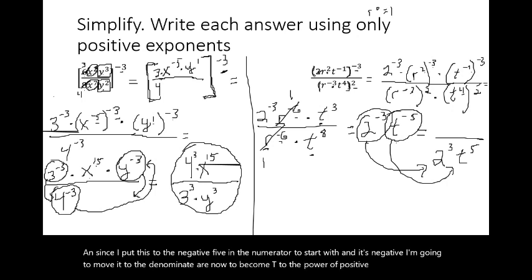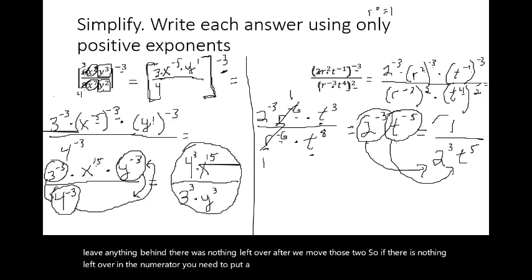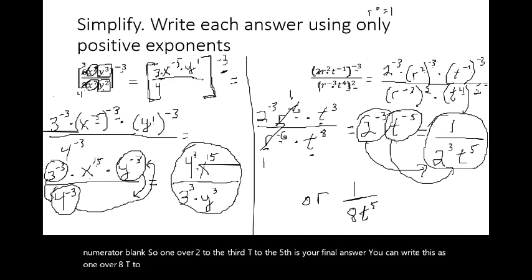And we did not leave anything behind. There was nothing left over after we moved those two. So if there is nothing left over in the numerator, you need to put a 1 in the numerator. You cannot leave a numerator blank. So 1 over 2 to the third t to the fifth is your final answer. Or you can write this as 1 over 8 t to the fifth, whichever.